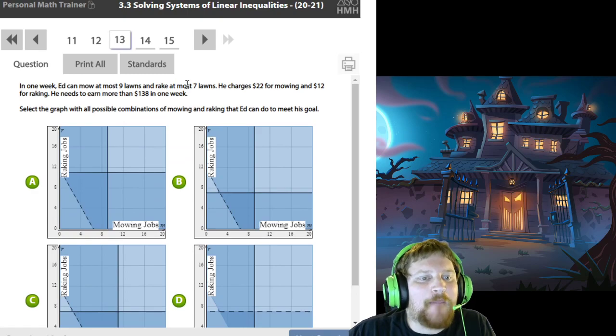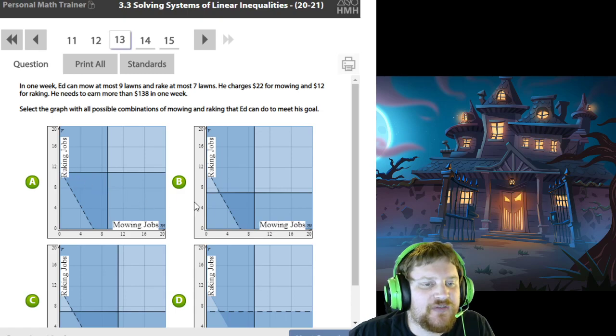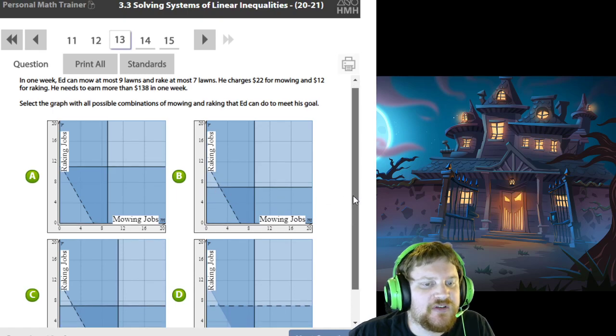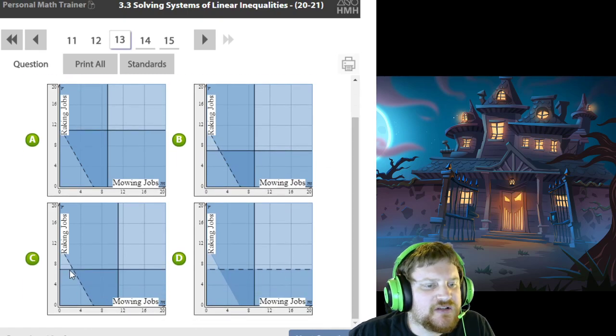And rake at most 7 lawns. So raking, this is too high for raking, so it's not that one. This is good for raking, so it could be B, because it's 7 and 9. 7, it could be this one, but we said that this was supposed to be at 9, not 11. So it's either A or D.